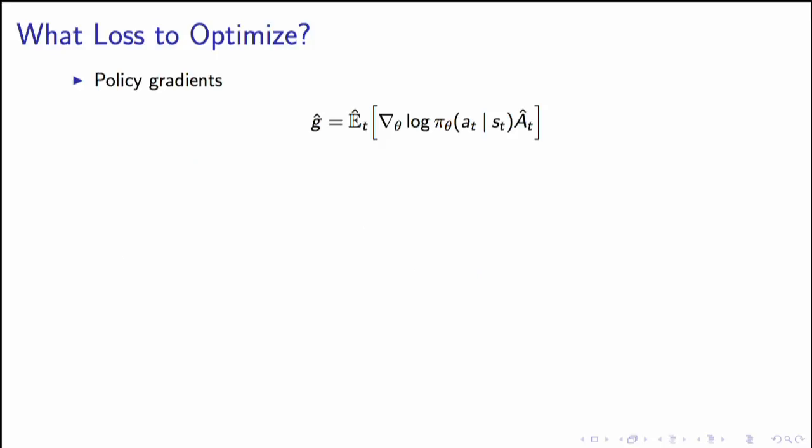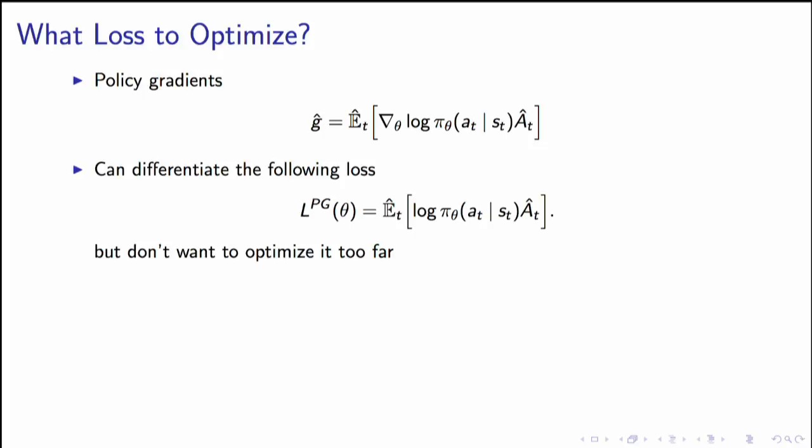Okay, so what we want to do is write down some objective, and then we can do SGD on that objective, and we'll get a good policy update. So then the question is, what loss should we actually optimize? So let's just look at policy gradients. We've got this grad log probability times advantage. You can get that by differentiating the loss that looks like log probability times advantage.